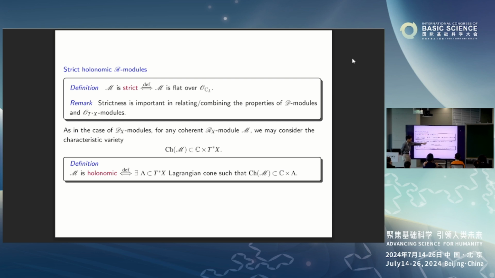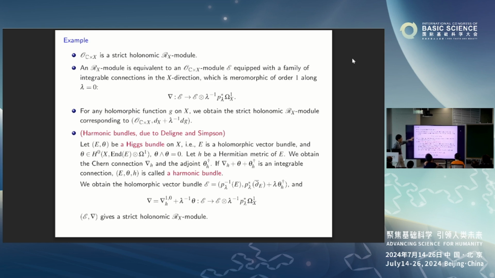I mean, for any coherent R_X module, we can consider the characteristic variety, which is defined as a subvariety of the product of C and the cotangent bundle. And we say an R module is holonomic if there exists a Lagrangian cone in the cotangent bundle of X, such that the characteristic variety of the R module is contained in the product of C and the Lagrangian cone. The simplest example of a strict holonomic R module is the structure sheaf O of C times X.